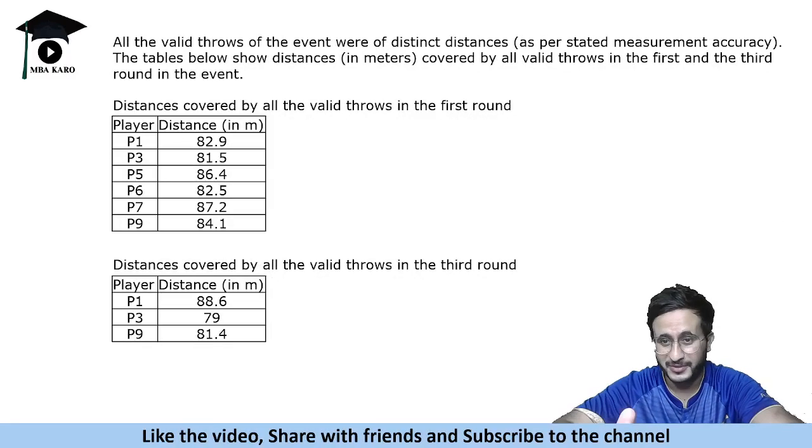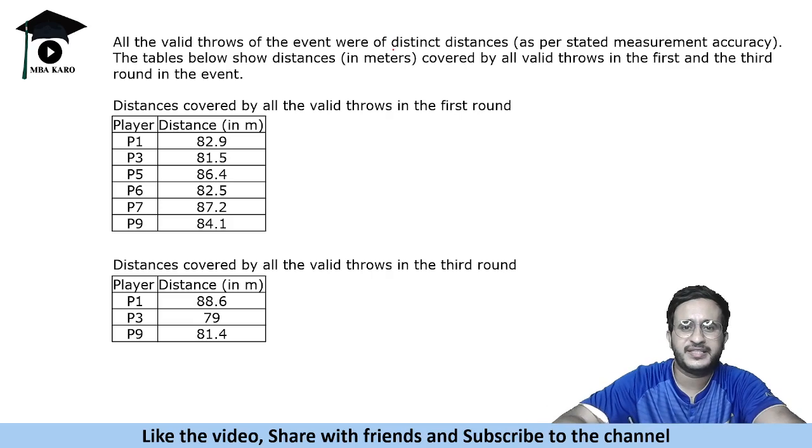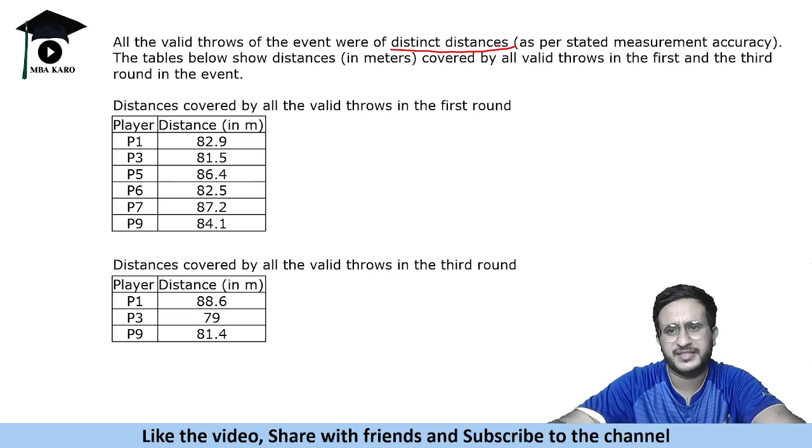A lot of information given, right? Then all the valid throws of the event were of distinct distances. So all these distances are different. The tables below show distances in meters covered by all the valid throws in the first and the third round of the event. So for the first and third round, they have given the distances covered by these throws.